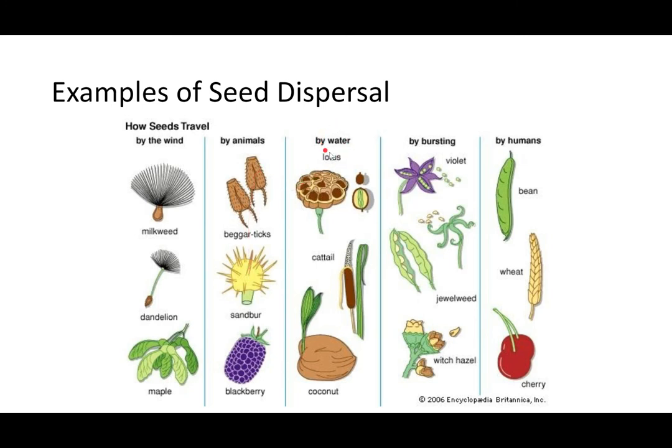Some are meant to be dispersed by water. As we can see, this is pretty flat, so it would float right along the water. Some seeds will burst, and this will just scatter. Some flowers will burst, and this will scatter the seeds. And then, of course, other seeds get spread by humans. They get stuck to our clothes, or we intentionally disperse them through picking them and then transporting them to another location.